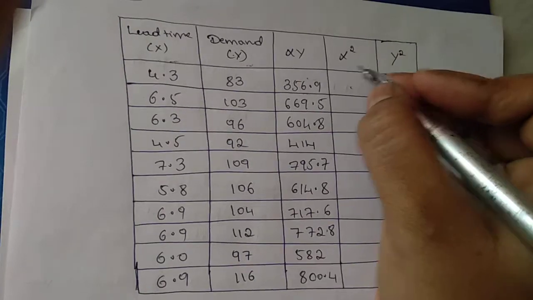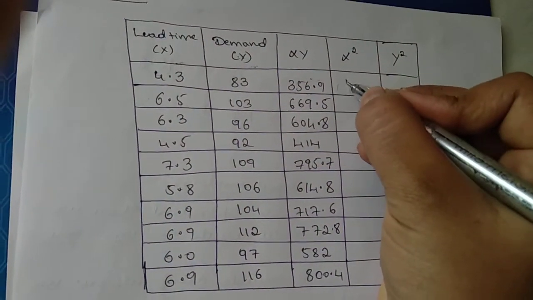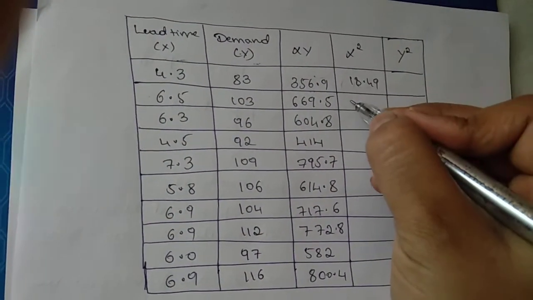Then x square, that is 4.3 into 4.3. You will get 18.49.